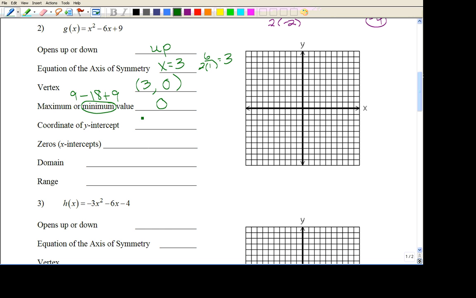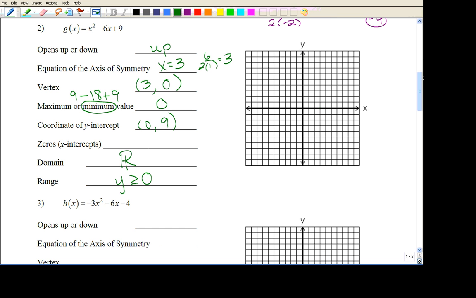The coordinate for the y-intercept is always (0, c), which here is 9. The x-intercepts we'll get back to. The domain is all real numbers. This graph opens up, so the range will be y is greater than or equal to our minimum value, which is 0.